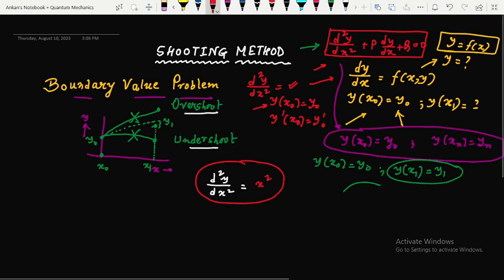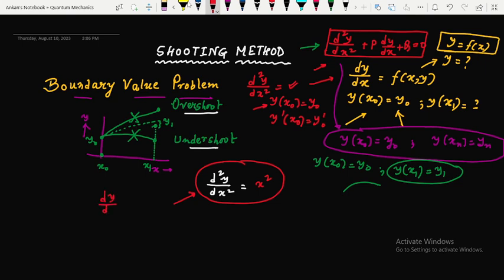So at first you have to break up this second order equation into two first order differential equations, so that solving the second order differential equation becomes easier for you. So how can we break this second order differential equation into two first order differential equations? Let us try to understand this.